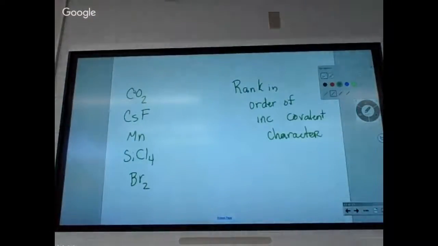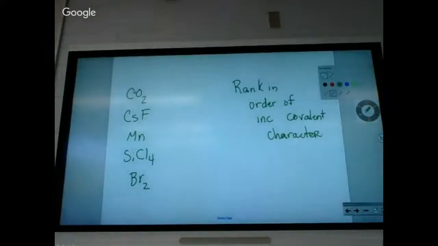I want to at least get the vocabulary done today, so Monday we're just drawing Lewis structures. We're not going to get to them today, but we can at least get that stupid vocabulary done. Why do we have to do vocabulary? Because you're not going to know what I'm talking about Monday and Tuesday if we don't.